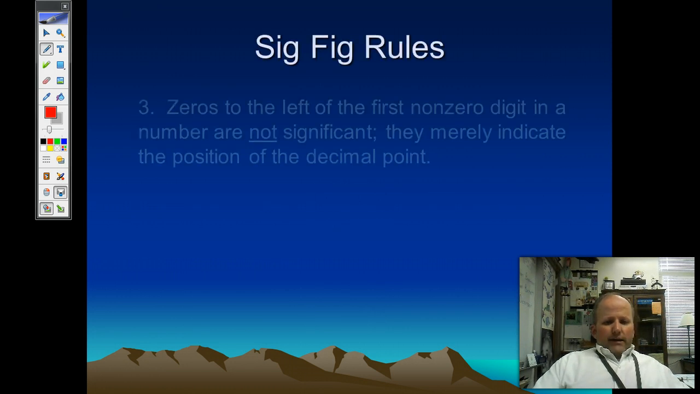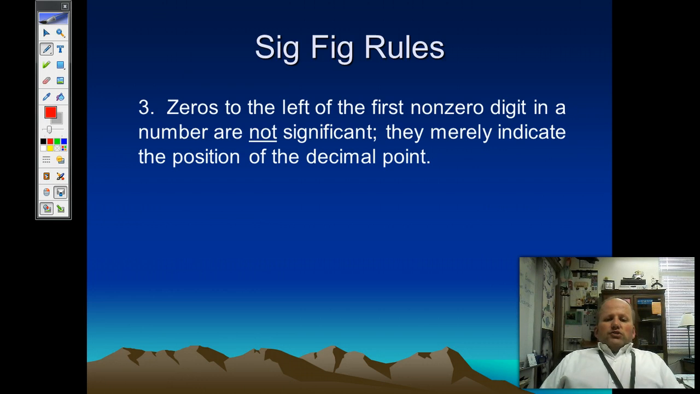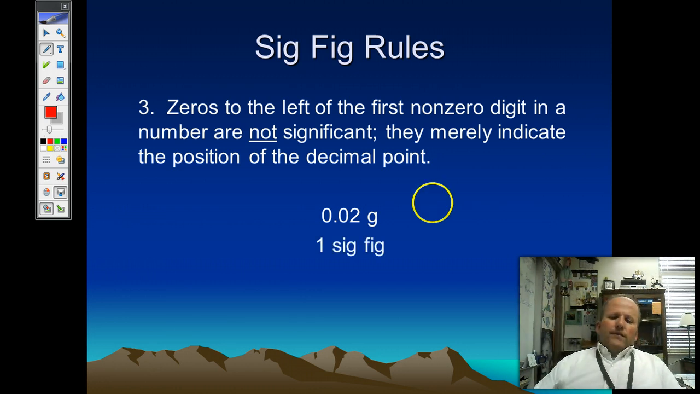Rule number 3. Zeros to the left of the first non-zero digit in a number are not significant. They merely indicate the position of the decimal point. For example, this number has 1 significant figure. The zeros before the 2 are not significant. They simply tell you where the decimal point is.